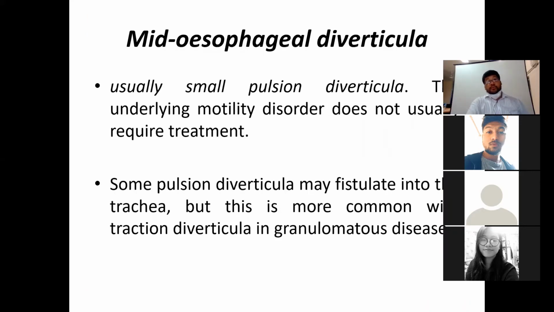So next, if you go down, is the mid-esophageal diverticula. Here the diverticula are small pulsion diverticula, and the underlying motility disorders do not usually require treatment. Some pulsion diverticula may fistulate into the trachea, but this is more common with the traction diverticula in granulomatous disease. So usually no treatment is required in this case, and these are very small pulsion diverticula.